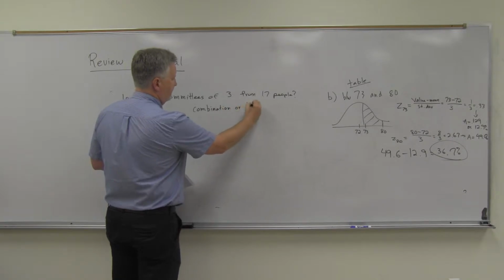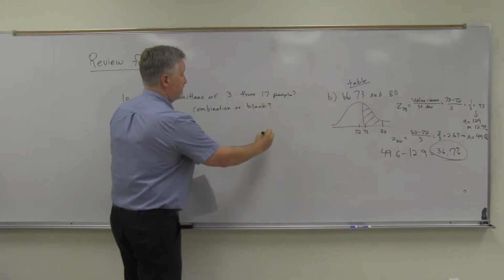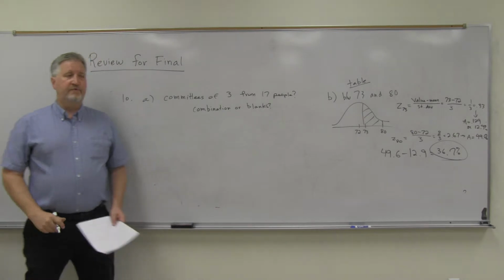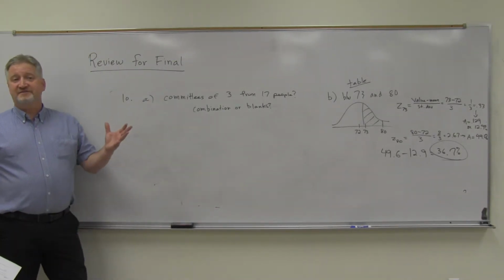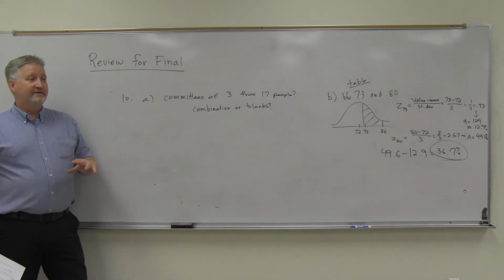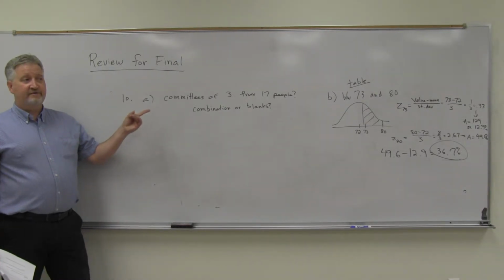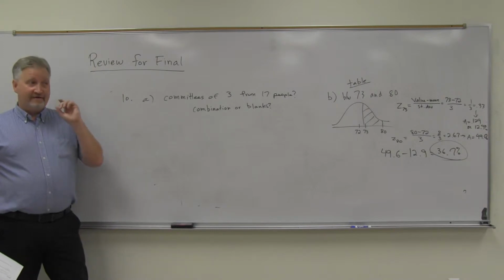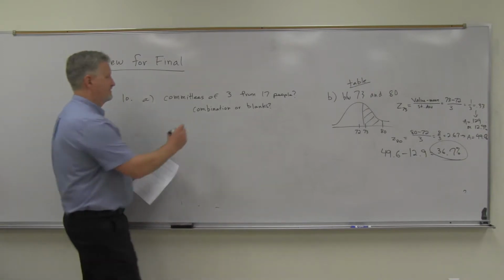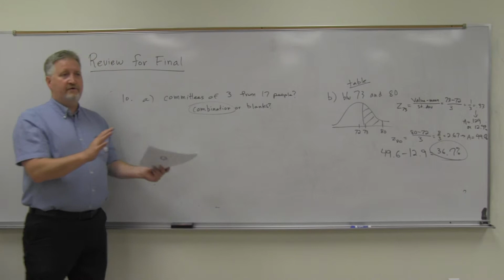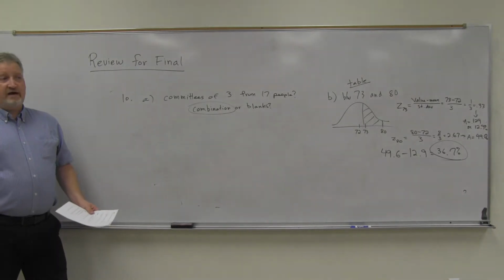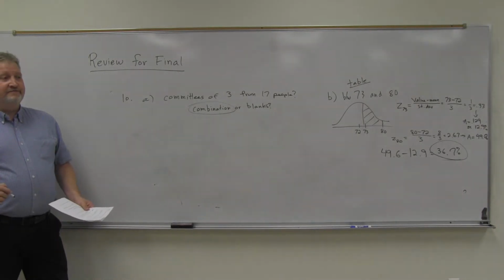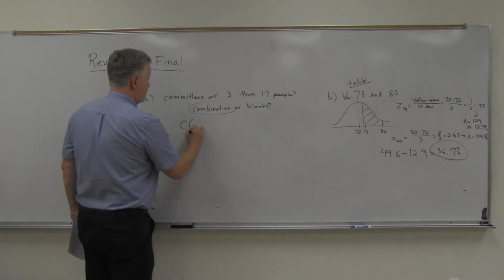So that's one thing we kind of think of: combinations or blanks. Remember, combinations is when the order doesn't matter, and on committees, does the order matter? No, it doesn't. So committees are combinations because the order doesn't matter. If it's electing officers, that order matters, and so you use the blanks there. But if the order doesn't matter, you use the combinations. So this is a combination.